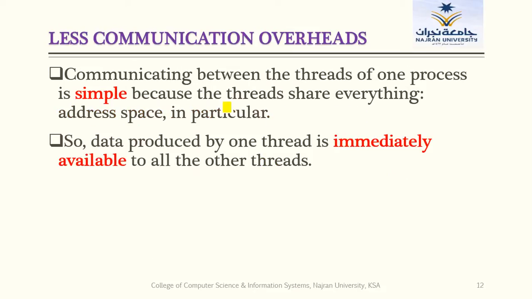Then less communication overhead. The communication overhead will be less because these threads belong to the same process, so they can easily communicate with each other. They can pass data and send messages to each other very easily. These are the five benefits that we discussed in lecture number 5.